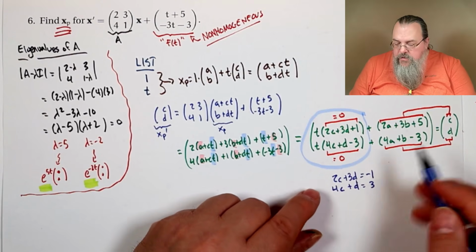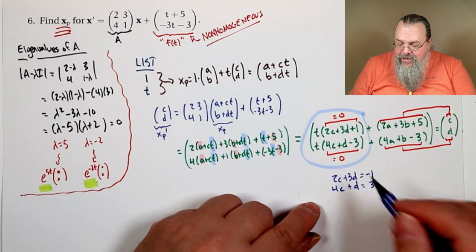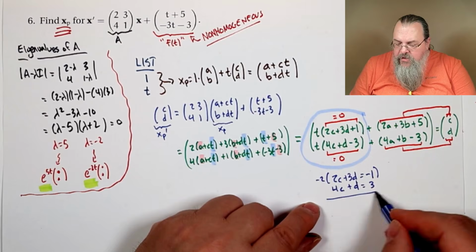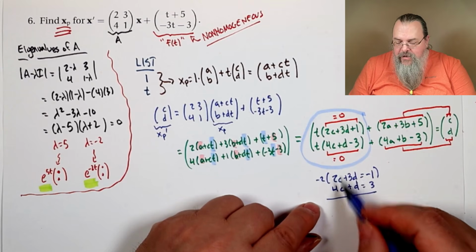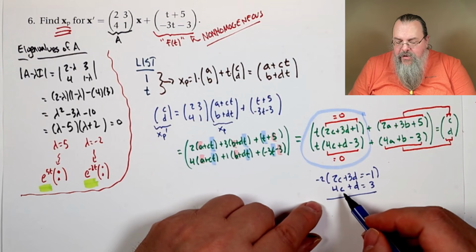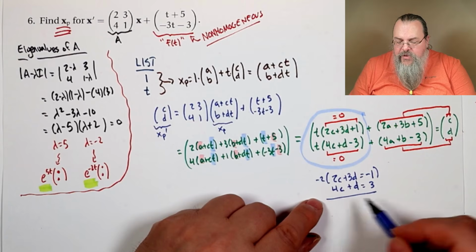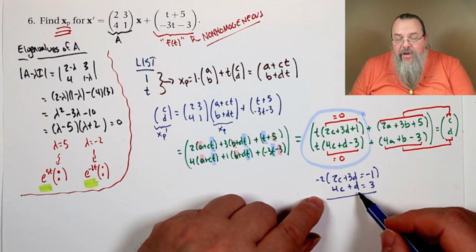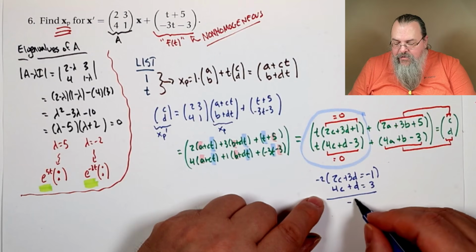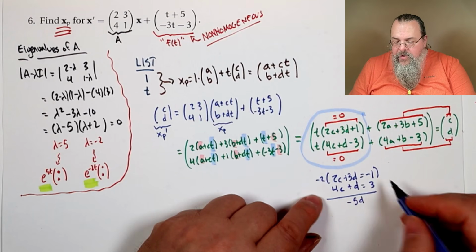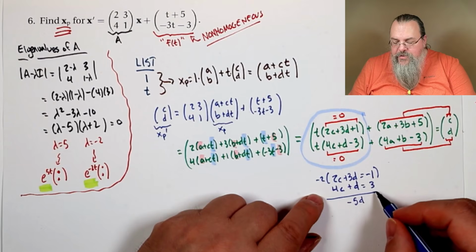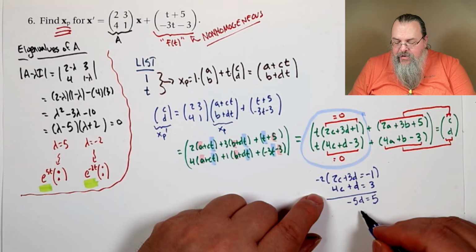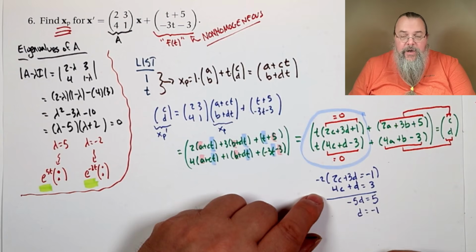And we start saying, well, okay, we want to do some cancellation. I would multiply this first one by minus 2 and then add, because then we get the c's canceling. Okay, so minus 4c plus 4c, 0. Minus 6d plus d is minus 5d. 2 plus 3 is 5. So that tells us d is minus 1.